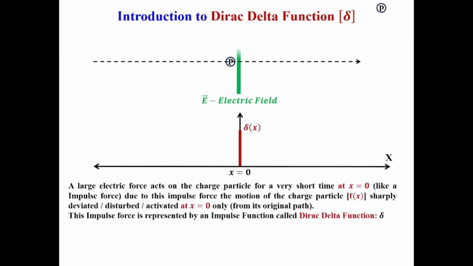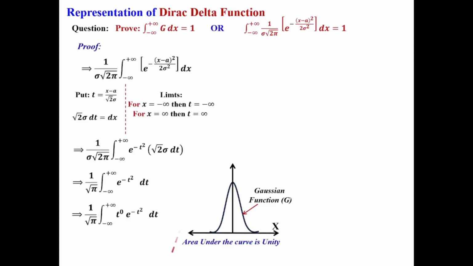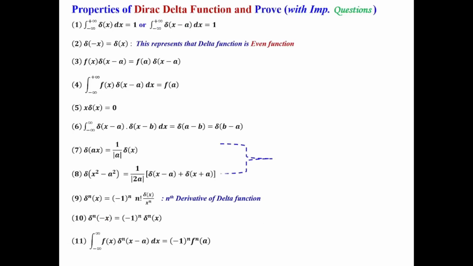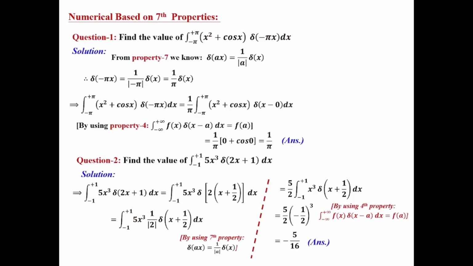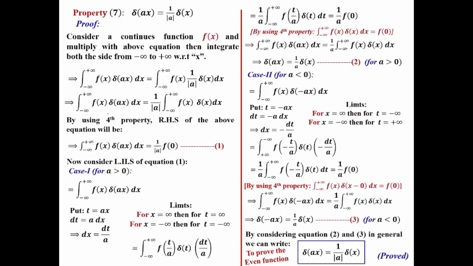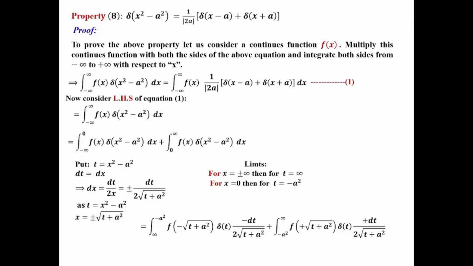These things we have discussed in our last four classes: representation of the Dirac delta function, application, properties. Up to the seventh property, in detail. In the last class we discussed the seventh property, its proof and the corresponding numerical. Today in class we are going to discuss the eighth property. Then we are going to go for the numerical based upon this eighth property.